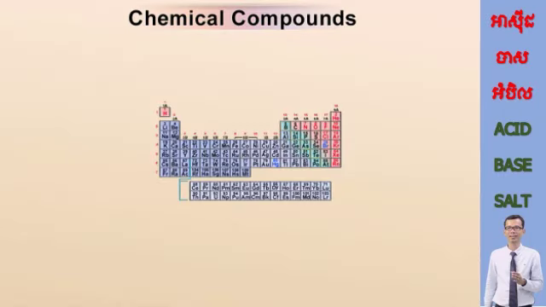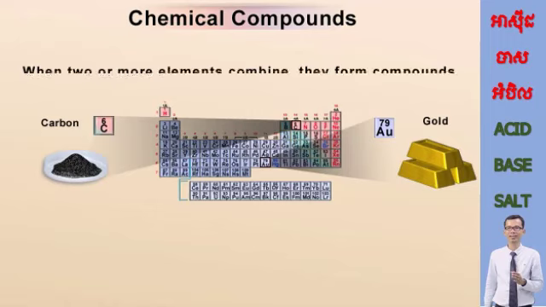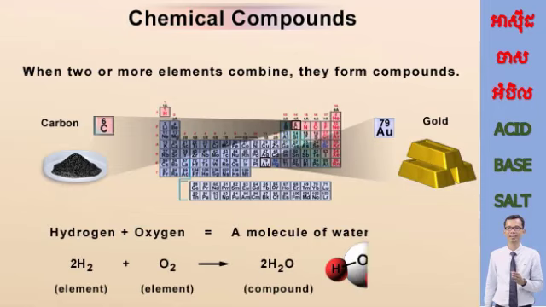Perhaps one of the first things you learned in chemistry is that an element is a chemical substance that cannot be separated into simpler substances. Elements such as gold and carbon are the building blocks of matter. When two or more elements combine, they form compounds. Water is a compound that is composed of the elements hydrogen and oxygen.